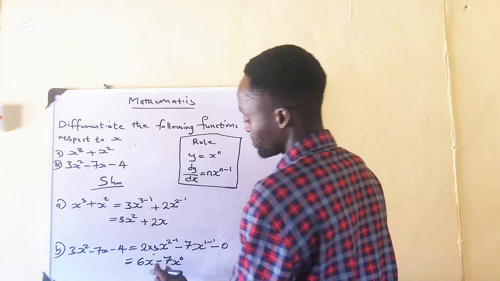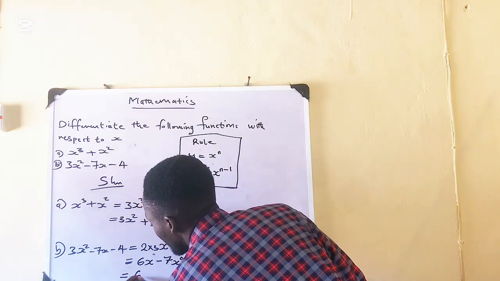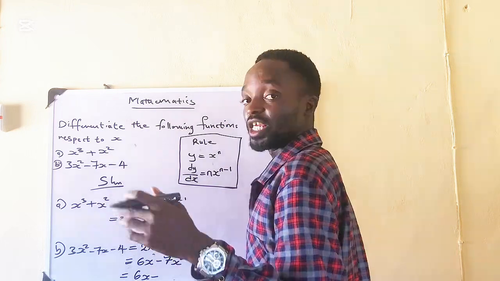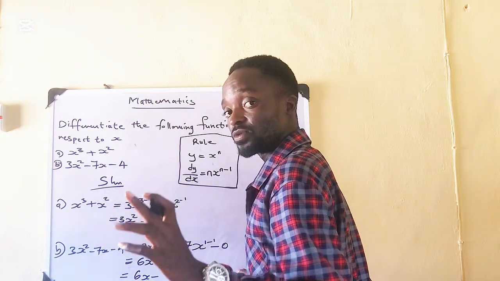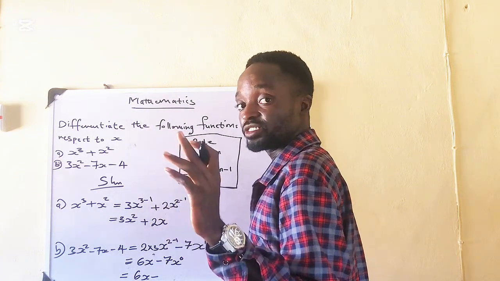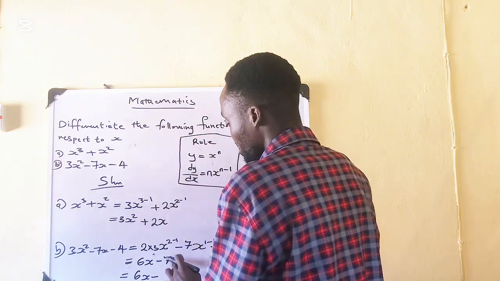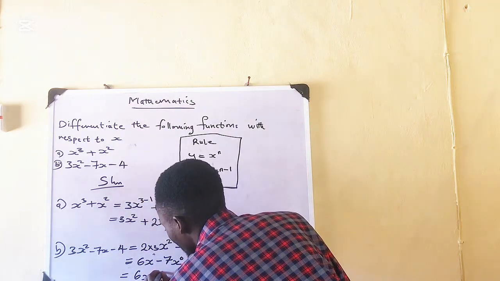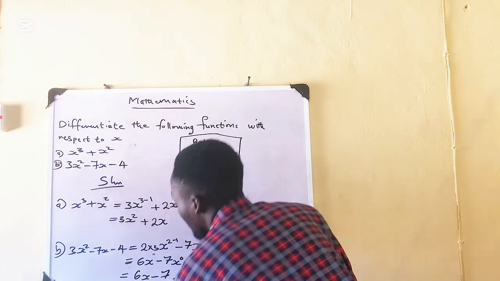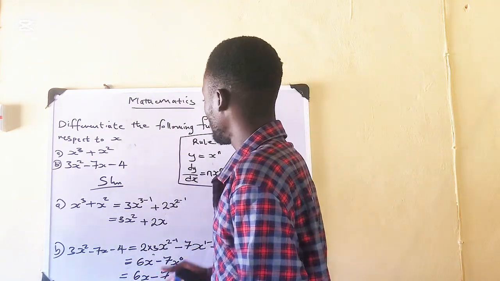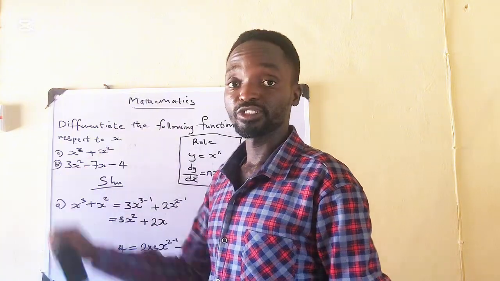But now, this is going to become 6x minus, because I have 7x raised to the power of 0. If you have anything raised to the power of 0, the answer is actually 1. Anything that is raised to the power of 0, according to your indices, is going to be 1. So 1 times 7 is going to be 7. That means what I have here is 6x minus 7, which is my final answer. So this is how you carry out differentiation that has to do with something of this nature, right?